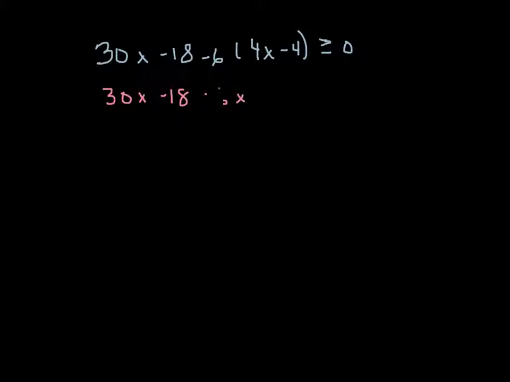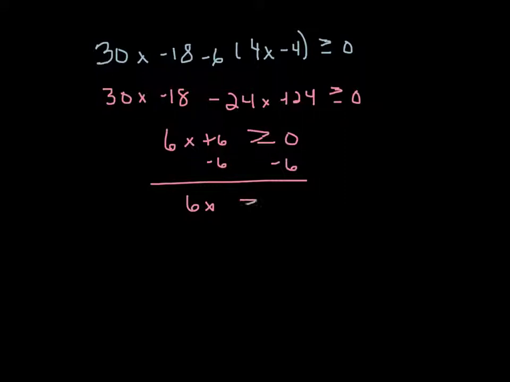So I would begin by doing the distributive property first. Okay, don't forget we've got to multiply 6 times 4. So that's going to give me minus 24x, and plus 24 is greater than or equal to 0. Combining like terms on the left-hand side gives me 6x plus 6. Subtract 6, divide by 6, and x is greater than or equal to negative 1.